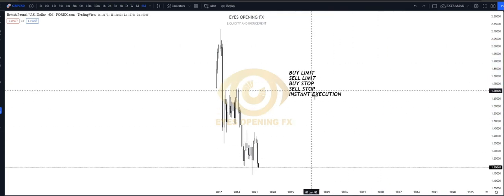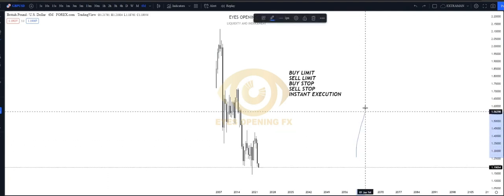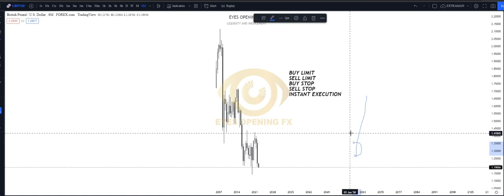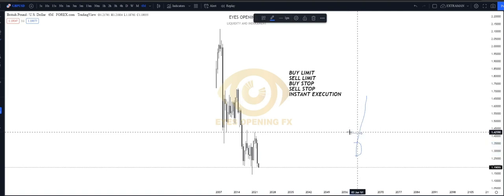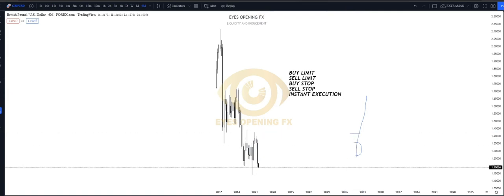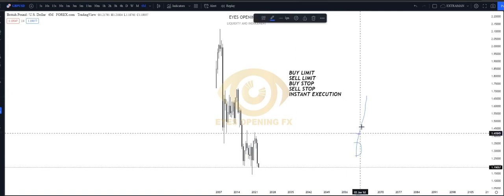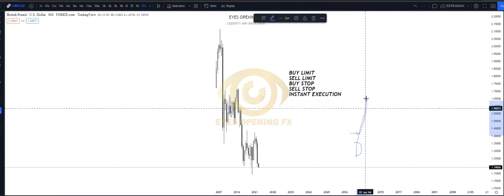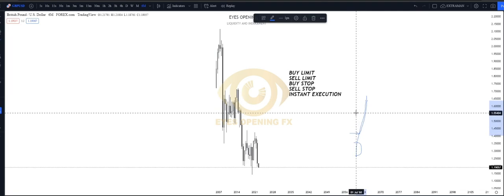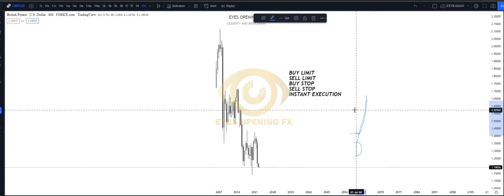So if you know that the market will continue buying, but you are not too sure if it will buy around this area, but you are sure that it will continue buying once it gets to this level, what you do here is set a buy stop at this particular level. Once the market gets to that level, it will activate your order and continue in your favor. That's what you call a buy stop.